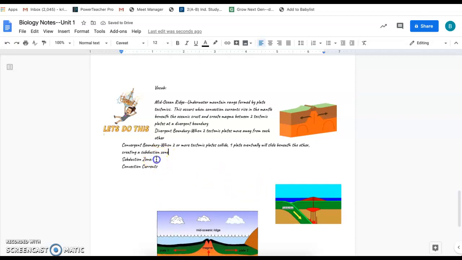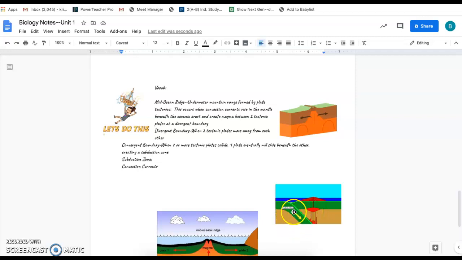Okay, and that's our next word. I want you to look over here. Okay, so we have two plates that are moving towards each other. Imagine if there was an arrow right here as well. So we have two plates coming towards each other, and one will eventually sink beneath the other one. This one will just continue to go over top.